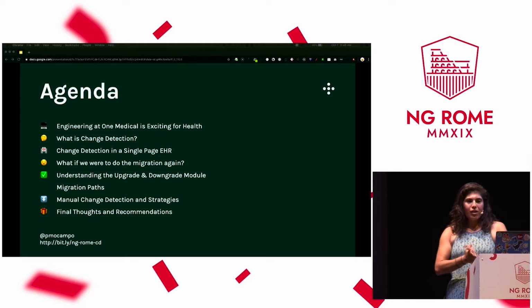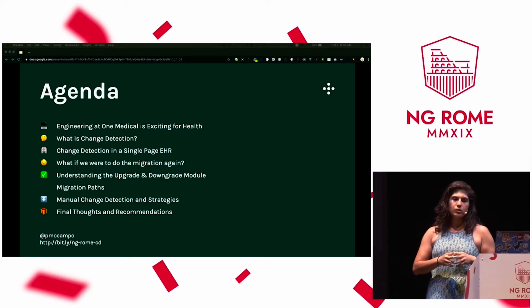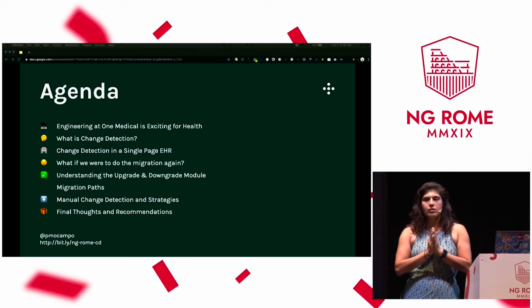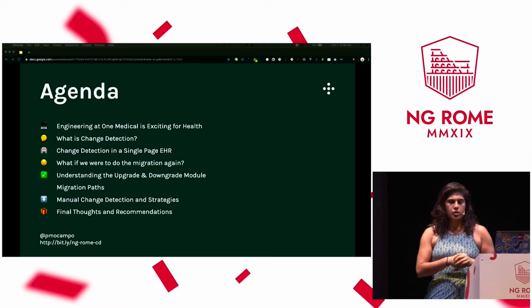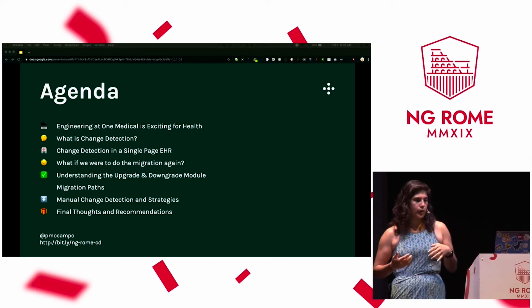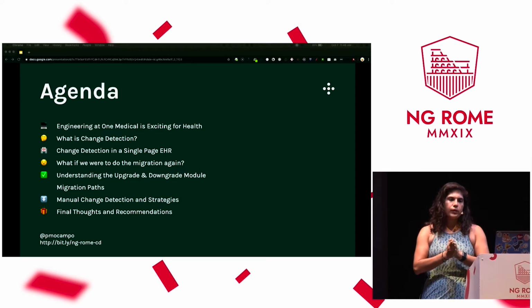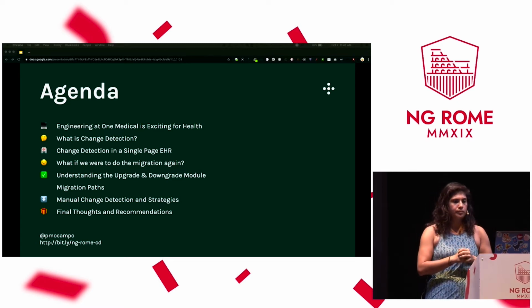For the rest of the talk, I will be touching on these topics. First, I'd like to give you context about my role at One Medical. Then I'll set the context for what I mean when I talk about change detection. After that, I'll put change detection in the context of an electronic health record application. And then I will reflect on what my team would have done differently when we were migrating the application.